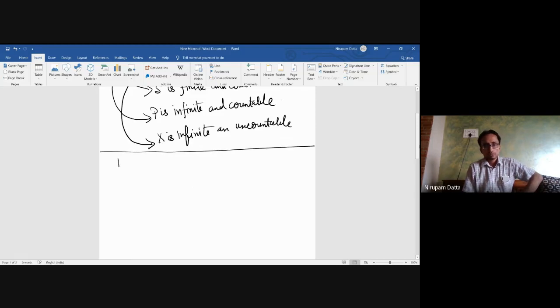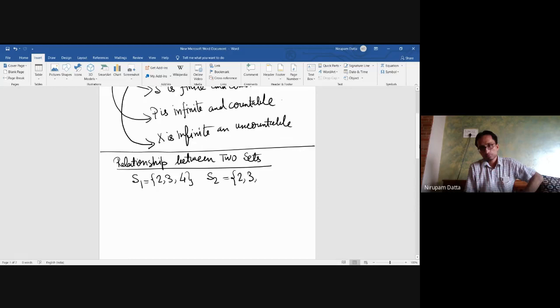Now, what can be the relationship between two sets, two or more sets, but I'm just giving an example with a relationship between two sets. So let us consider two sets, S1 = {2, 3, 4} and S2 = {2, 3, 4}. So this is type 1 relationship.